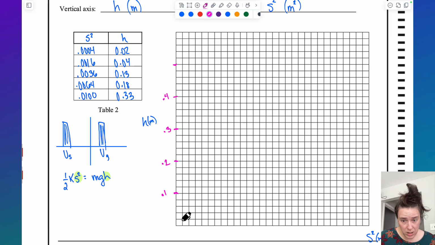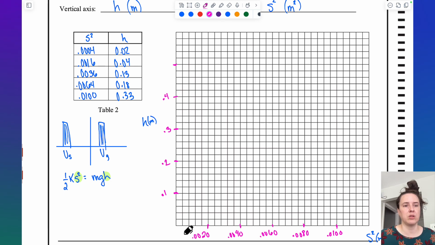So I'm going to count by 20. So 1, 2, 3, 4, 5. So 20, 40, 60, 100. And that's going to be 0.0, 0.00, 0.00, 0.00. All right, let's graph these bad boys.